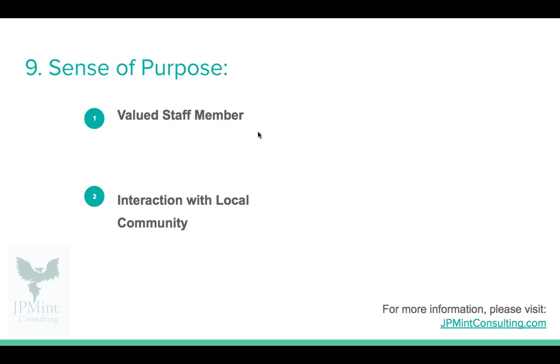charities and helping in the community. So not only for students, but also for yourself. If you're someone who's an avid volunteer, would you have that opportunity to help out?